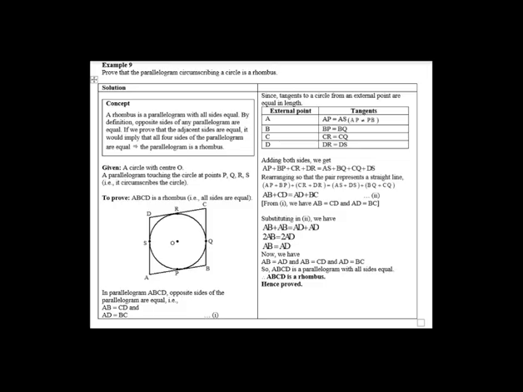Example 9. Prove that the parallelogram circumscribing a circle is a rhombus.